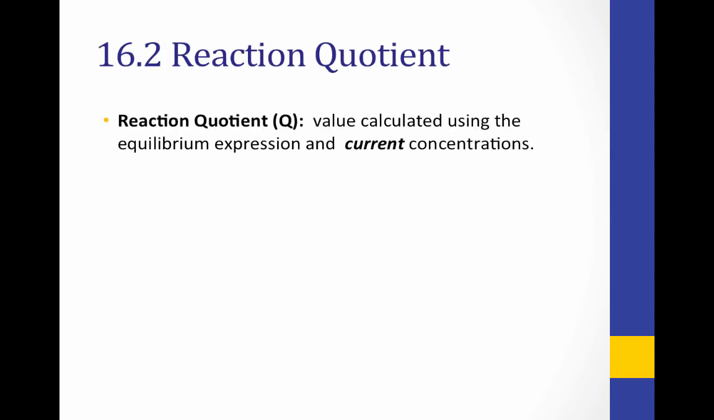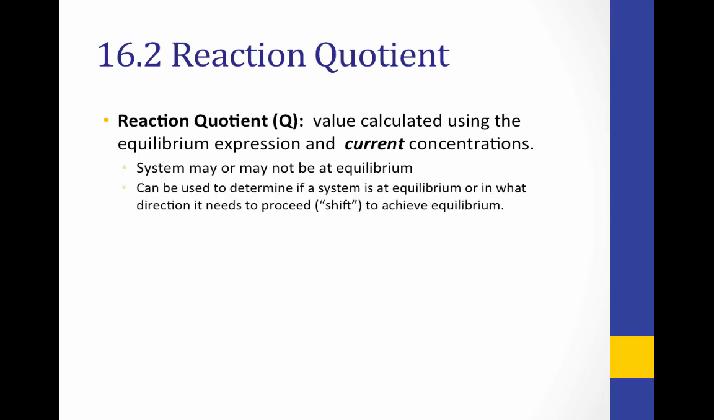The reaction quotient, which we abbreviate with a capital Q, is the value calculated using the equilibrium expression and current concentrations. The system may or may not be at equilibrium. We just have a set of concentrations, and we're not sure if those concentrations represent equilibrium concentrations. So we can use the reaction quotient to determine if a system is at equilibrium or in which direction it will proceed or shift to achieve equilibrium. Will it go forward or will it go backward? Or is it already at equilibrium?